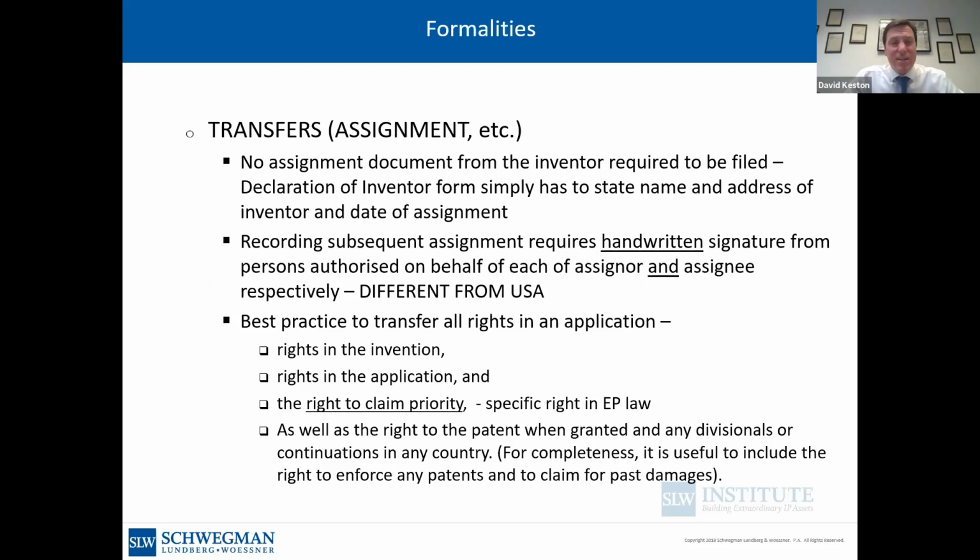Where an assignment has taken place, say between one firm and another, then the assignment document needs to be quite significantly different from what you have in the States. It needs to be handwritten in terms of the signature. It needs to identify the name of the person who's signing it on behalf of both the assignor and the assignee. We need both signatures to be present. Obviously the signature needs to be dated, and the person who's signing it needs to show what their position is so that we know that they are authorized to sign on behalf of the assignor or the assignee.